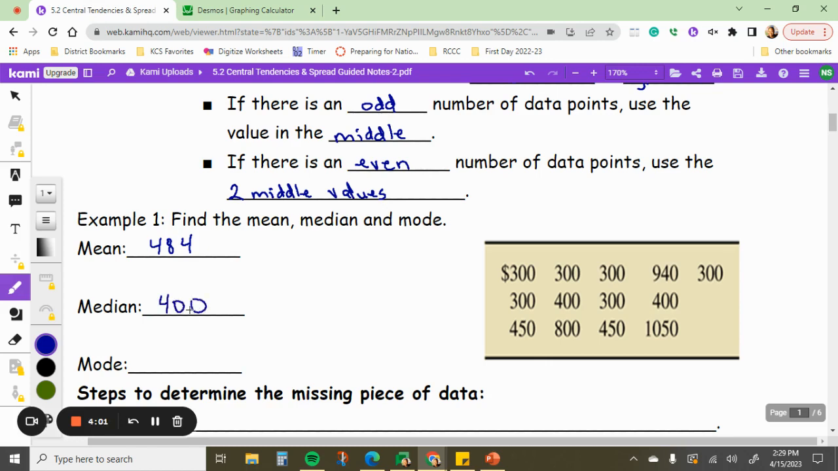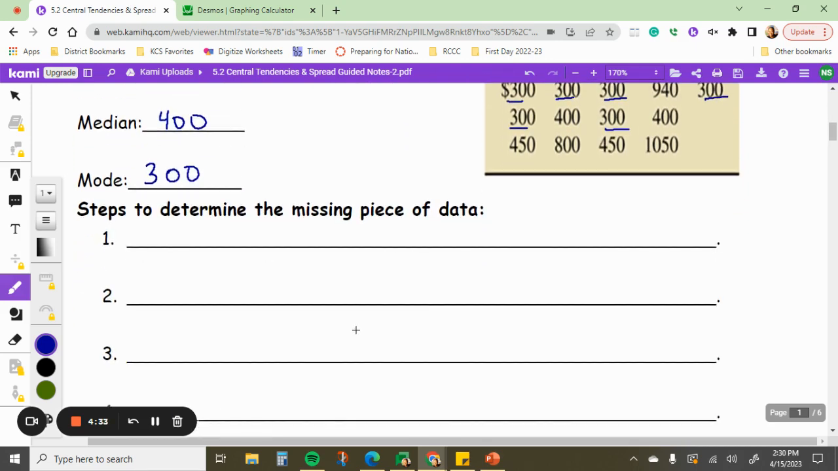And then my mode. My mode is the number that occurs the most. If we look at this, there are 13 values, and I see the number 300 1, 2, 3, 4, 5, 6 times. And then there are seven other numbers. I mean, 400 is only repeated twice. So our mode would be 300. So we can use our calculators, either the TI-84 or Desmos, to find this information.